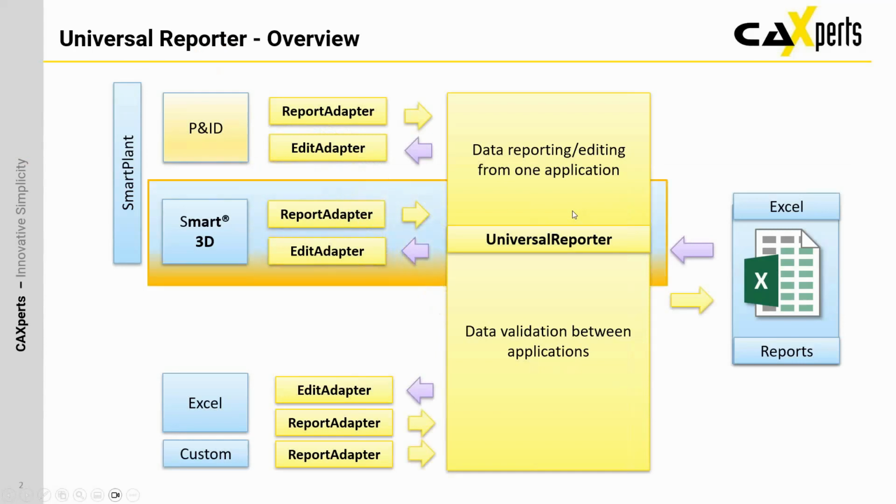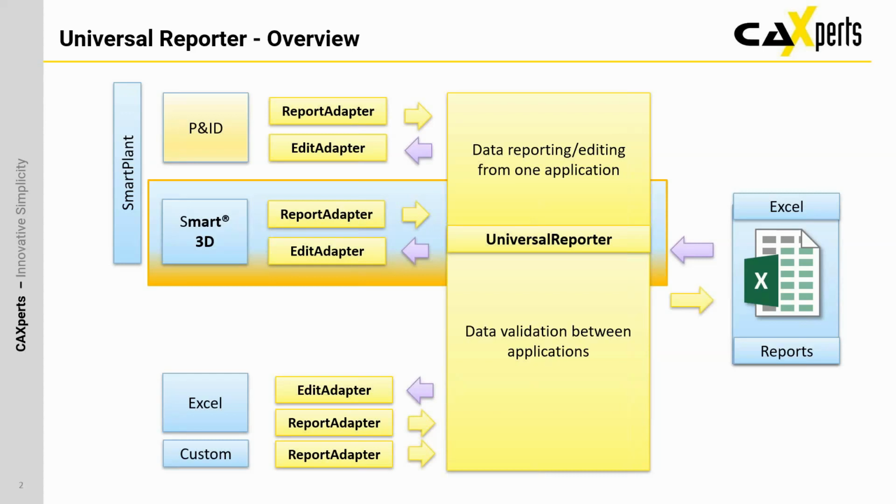Looking first a little bit at a general overview. Here you can see that the Universal Reporter has several modules. On the one side, we have the so-called adapters for PNID and Smart 3D. The adapters extract and report the data from the authoring tools, and we also have the capability to write back with the edit adapter data from the Universal Reporter into the authoring tool.